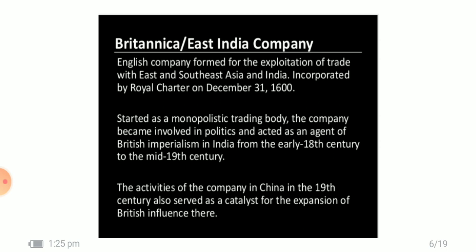The company became involved in politics slowly, gradually, and acted as an agent of British imperialism in India from the early 18th century to the mid 19th century. The activities of the company in China in the 19th century also served as a catalyst for the expansion of British influence there.